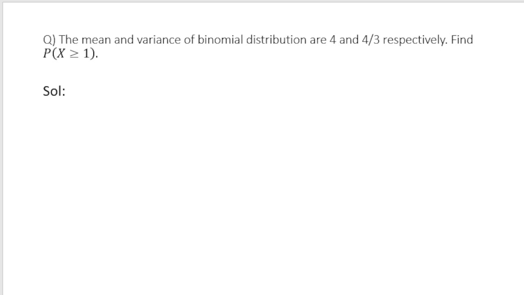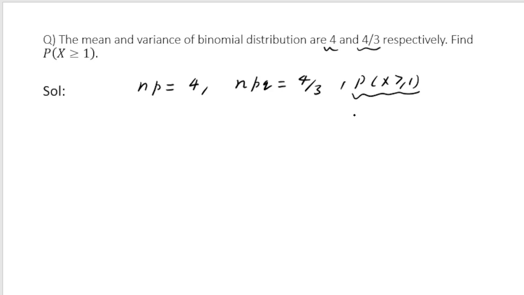The mean and variance of a binomial distribution are 4 and 4 by 3. So it is given that the mean, that is np, is 4, and the variance, that is the formula npq, is 4 by 3. Find the probability for x number of successes. As I have told you in this video itself, to find the probability in case of binomial distribution, we require n and the probability of success, because these two are known as parameters.